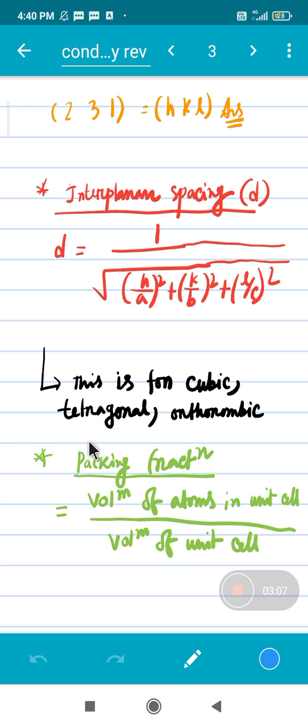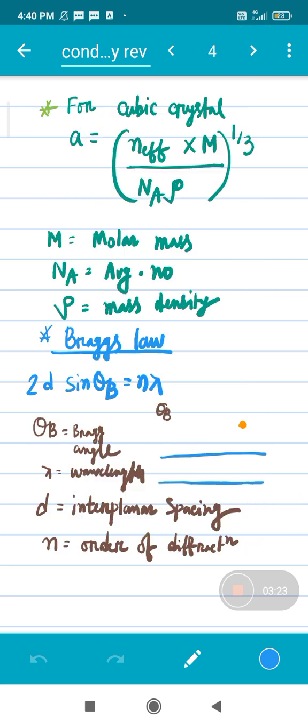Okay, next we have to know what is the packing fraction. Packing fraction is basically the ratio between the volume of atoms in the unit cell divided by the volume of the unit cell. Next we have to know, for a cubic cell, how the lattice parameter depends on the mass density. So a cubed is equal to n effective multiplied by molar mass divided by Avogadro number multiplied by mass density, and the cube root of it will give me this a, the lattice parameter.